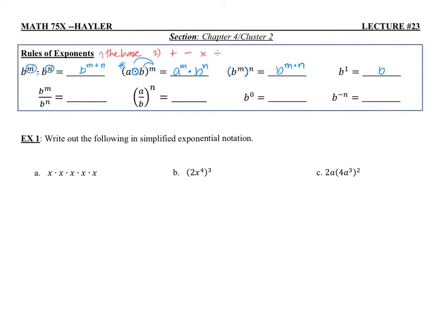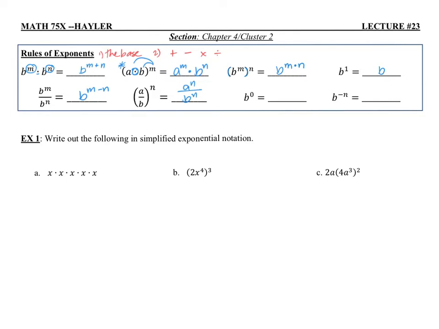Now the next ones, we have b to the m divided by b to the n. Notice we have the same bases here, b and b. So you keep the base, because it's the same, and then subtract the exponents. For the next rule, we have a divided by b all raised to the n power. So we have a to the n divided by b to the n. Kind of similar to the rule above.